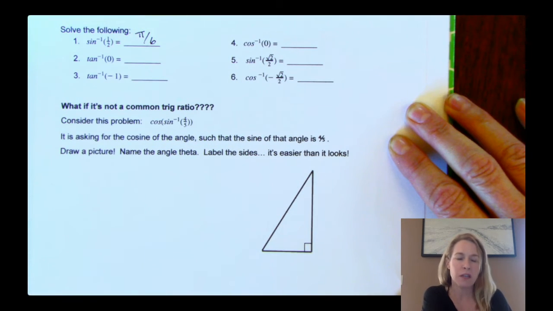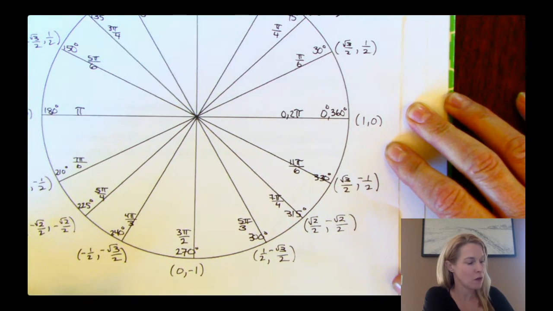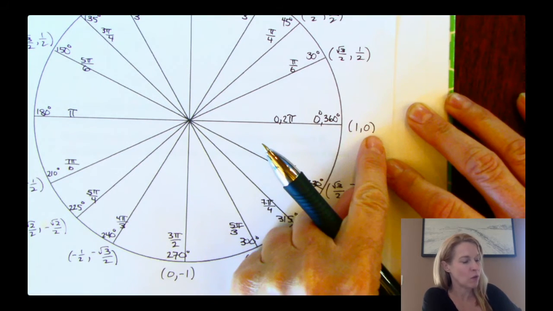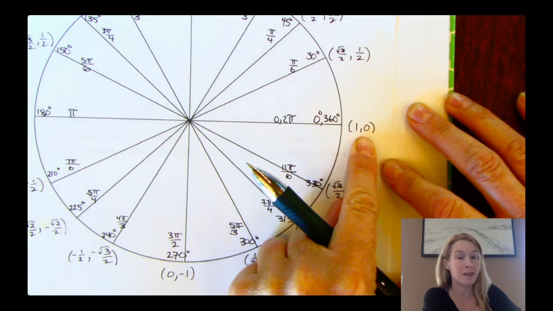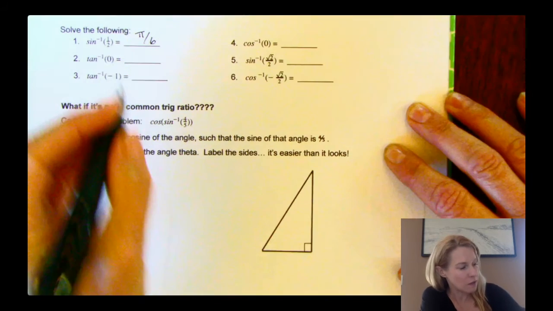What about tangent inverse of 0? I know that tangent has the same range as arcsine. Arctangent has the same range as arcsine. So I want to know, and tangent is sine over cosine. So, oh, look at this, 0 over 1. I know that tangent is going to be 0 at 0 radians. So arctangent of 0 is 0 radians.